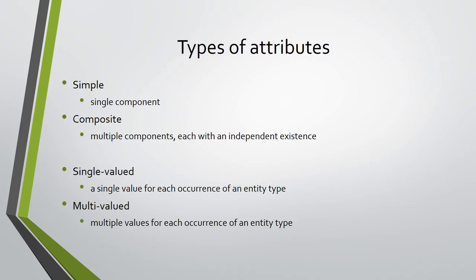and the last name. A single-valued attribute is an attribute that holds a single value for each occurrence of an entity type. A multi-valued attribute is an attribute that holds multiple values for each occurrence of an entity type. An example of a multi-valued attribute is the attribute phone for a contact in an address book, which may hold multiple phone numbers.